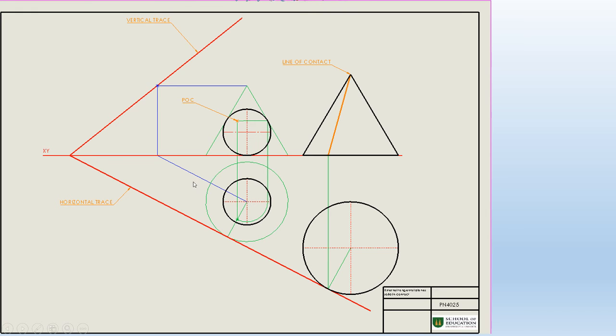Now here is a final view of the fully solved solution. Here we have the vertical trace, the horizontal trace, we have the line of contact, and we have the point of contact. And we have all the different colored constructions showing how we got there.